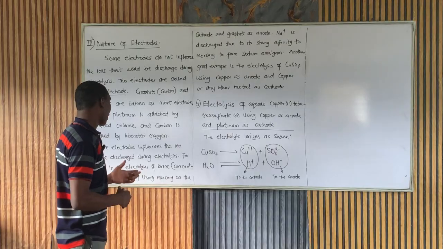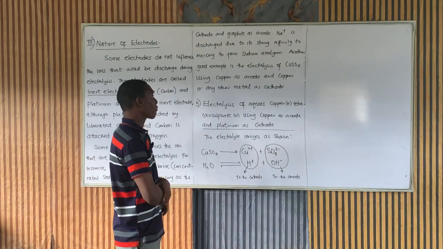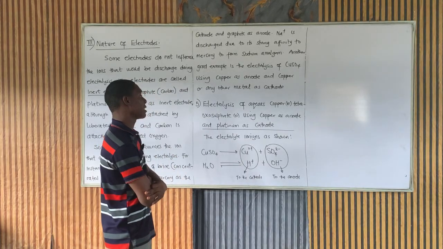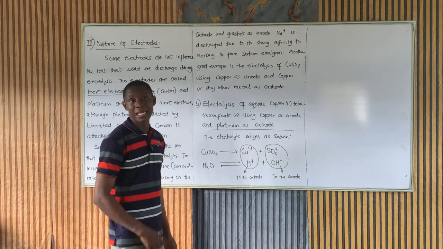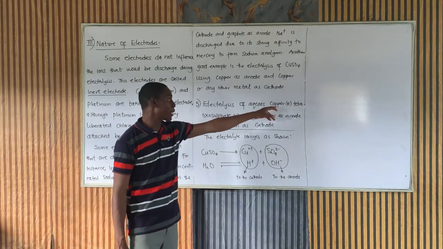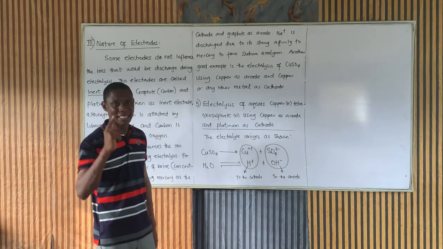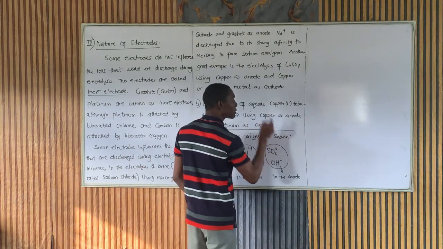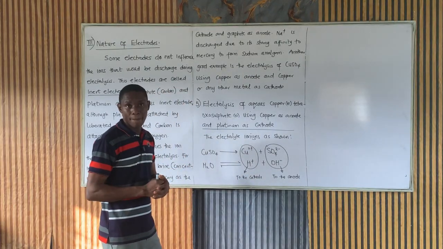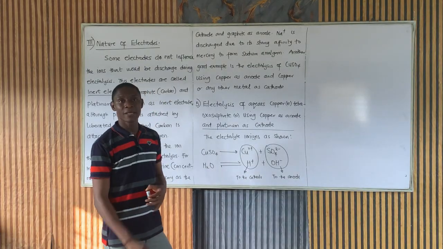Another case where we see the influence of the nature of the electrode is the electrolysis of copper(II) tetraoxosulphate(VI) using copper as anode and using copper or any other metal as cathode. So let's take that now: electrolysis of aqueous copper(II) sulphate using copper as anode and platinum as cathode. Please, the emphasis here is using copper as anode. That's where the influence takes place. Whatever is used as cathode doesn't really matter, because ions from the electrolyte are what is discharged at the cathode.